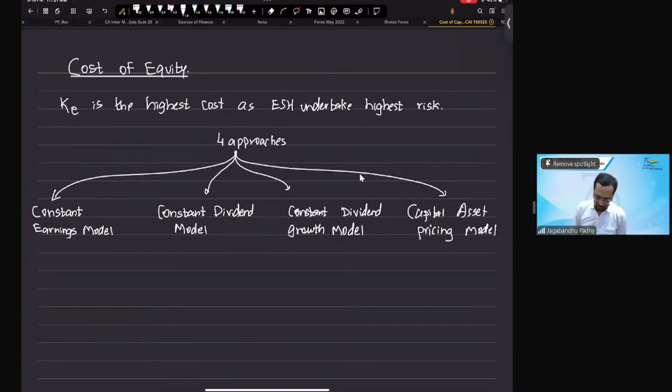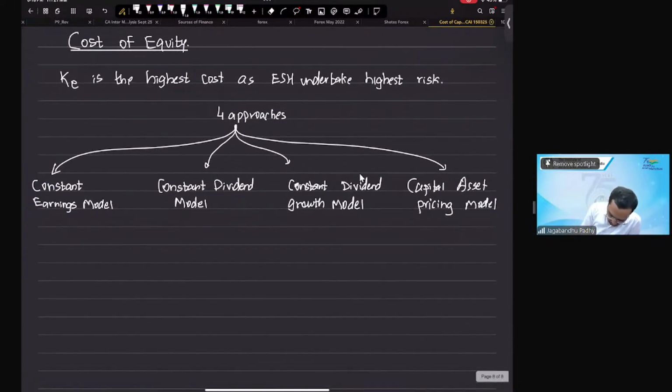Okay. Now, what are the formulas for this? The constant earnings model says that your cost of equity will be EPS upon market price per share, which is nothing but the earnings upon P0. So cost of equity under this constant earnings model is earnings on a per share basis divided by the current market price P0. So EPS upon MPS, that is E upon P, that is the cost of equity.